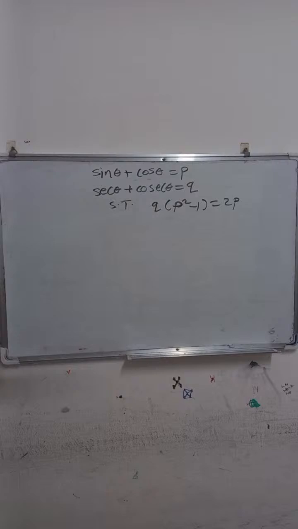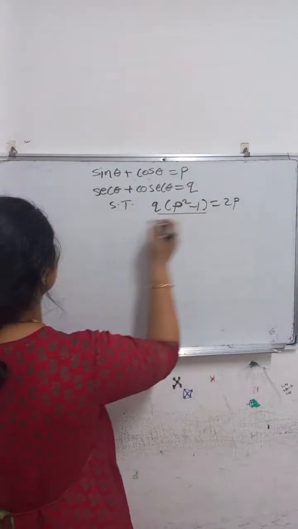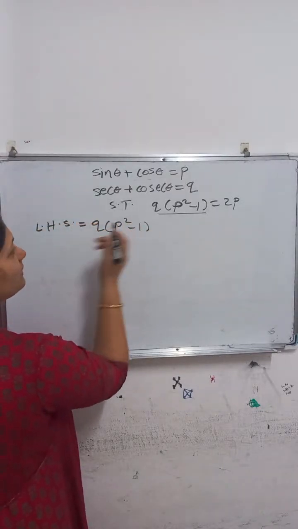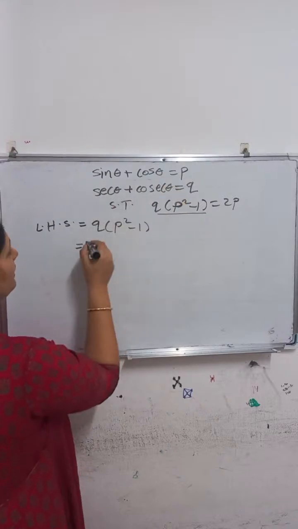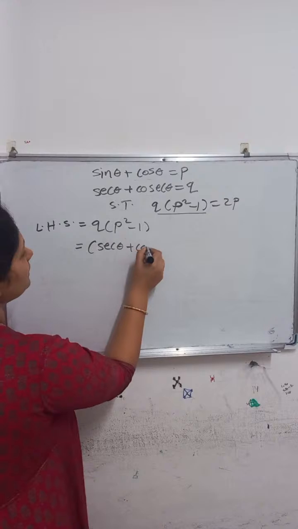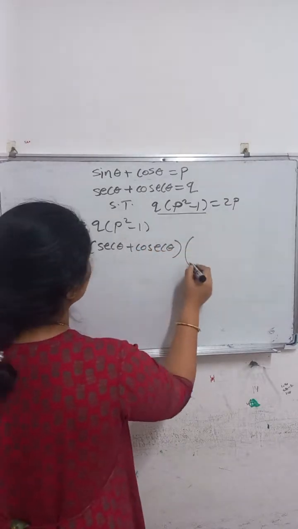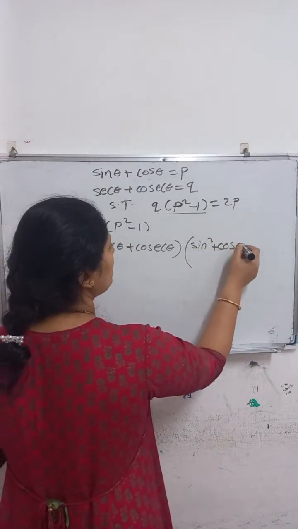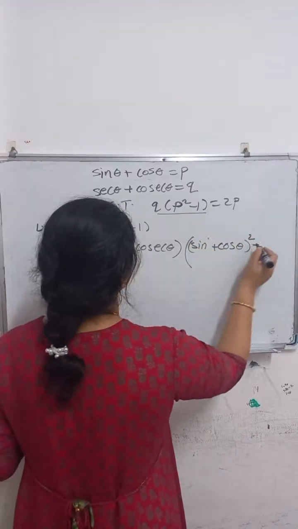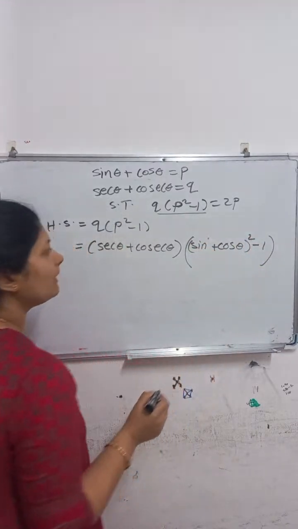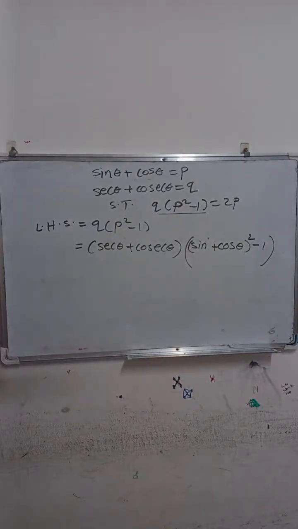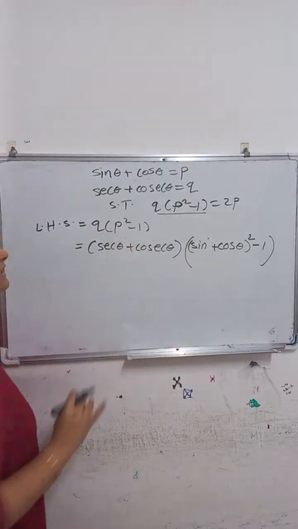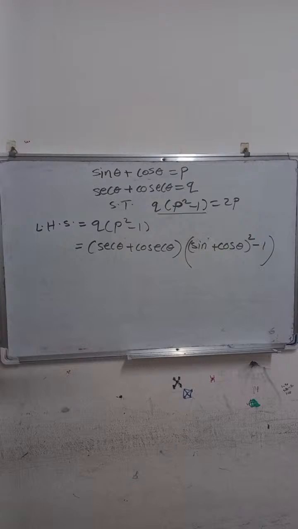So I want to prove this, so take the LHS. LHS is equal to Q into P square minus 1. Q is nothing but sec theta plus cosec theta. Inside this bracket, P square is nothing but sin theta plus cos theta whole square, minus 1. Once you did this, you can check here, this is sin and cos. Either you can convert into sec and cos, or you can convert sec and cosec. So we can convert sec and cosec.